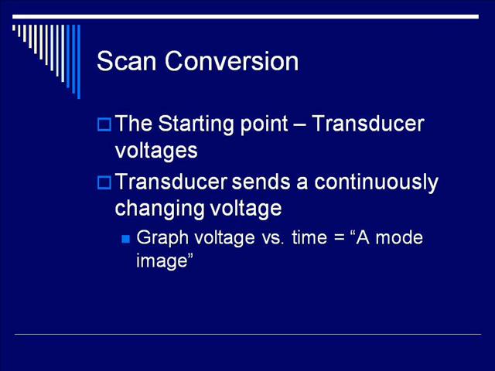But what's our starting point? Our starting point is a continuously varying voltage that the transducer is sending us. One big string of voltages per line of the image. So remember, if we graph that voltage versus time for each of those lines, that would be our A mode image. And in a big way, the first part of scan conversion is stringing those A mode images together.